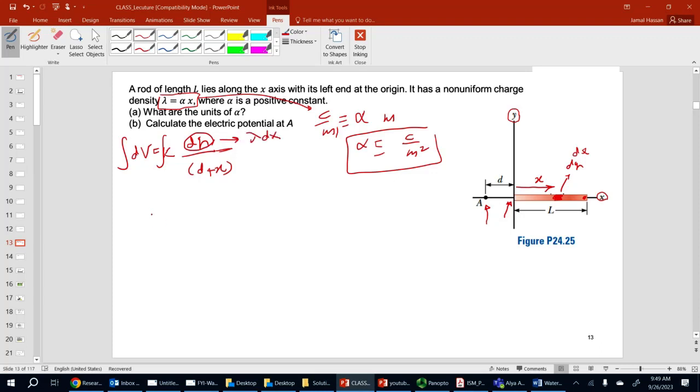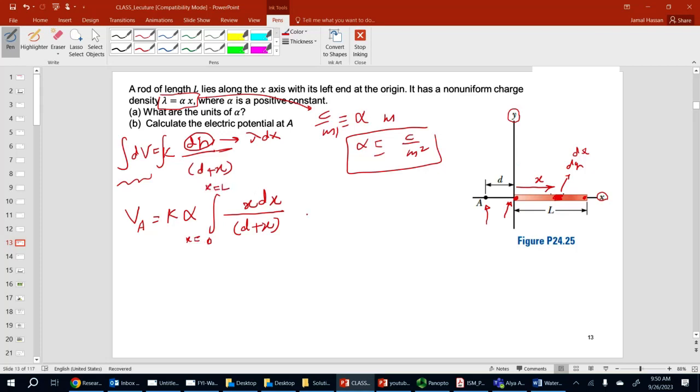but our lambda is not constant, so the left-hand side will simply be the potential at point A equal to, instead of dq, I'm going to say lambda, but lambda is alpha x. So I'm going to take k outside, alpha outside, and then the integral will basically be x dx divided by d plus x. So let's figure out the limits of integration. Well, the first point on the rod is located at x equal to 0. The last point is x equal to L.